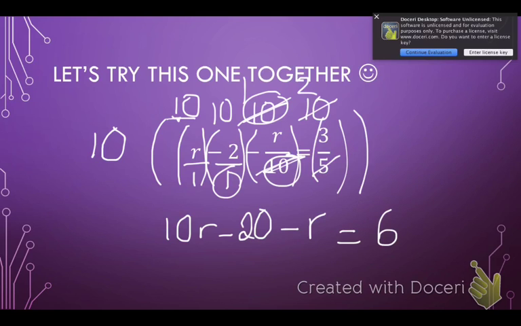Hey, look, we have no fractions, and now this becomes a really easy problem. So I'm going to combine like terms. 10r minus r, 9r. Minus 20 equals 6. Okay, I want you to finish solving this problem.